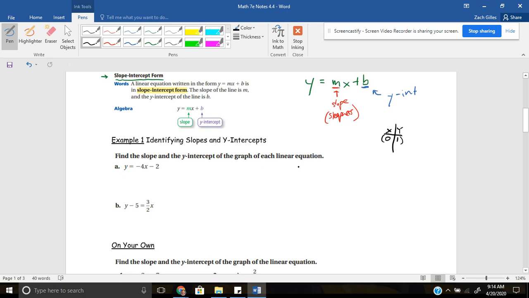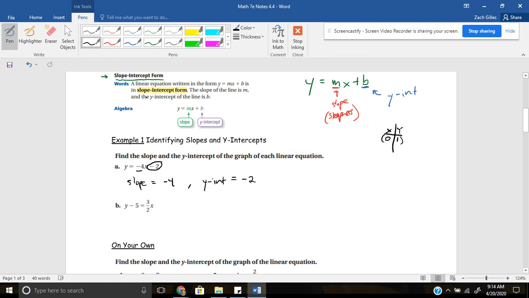All right, so for the first example, it says find the slope and the y-intercept of the graph in each linear equation. Our slope is always the number in front of our x term. In this case, the number in front of our x term is -4. So our slope is -4. And all it wants us to do is identify each one. And our y-intercept is the number that's being added or subtracted to the end. So be careful here. These ones are tricky. Our y-intercept is -2.